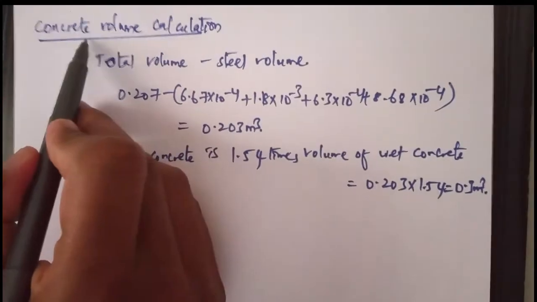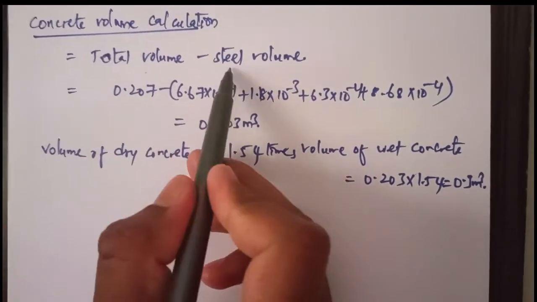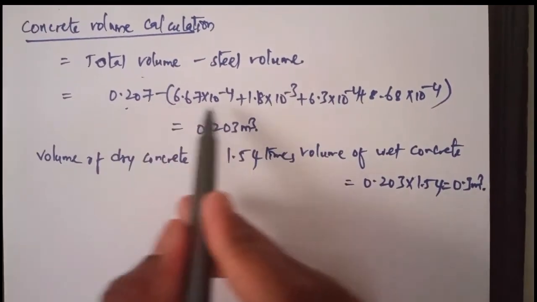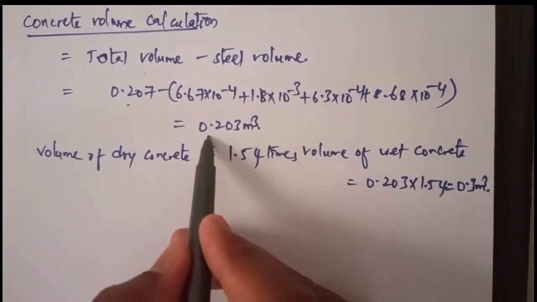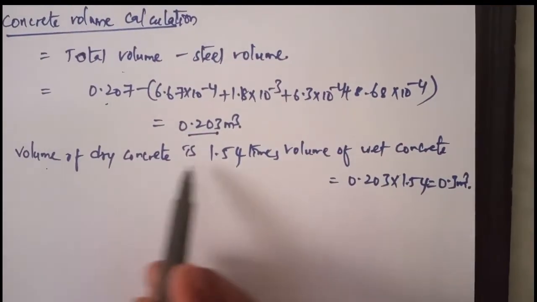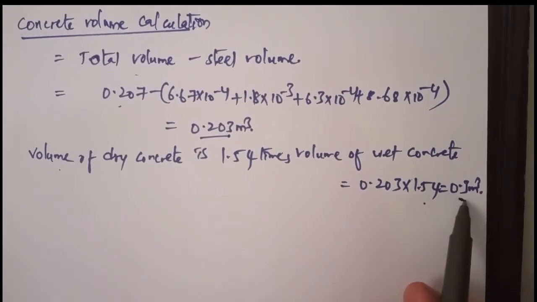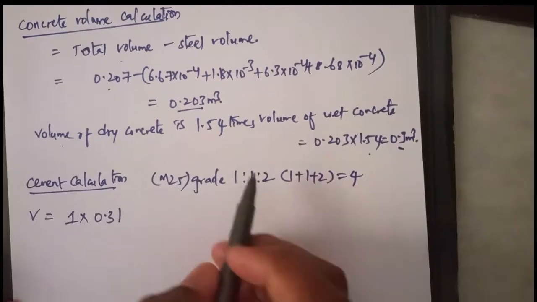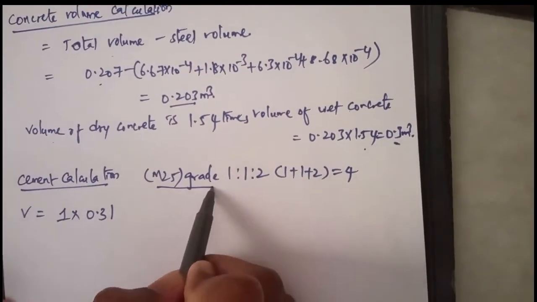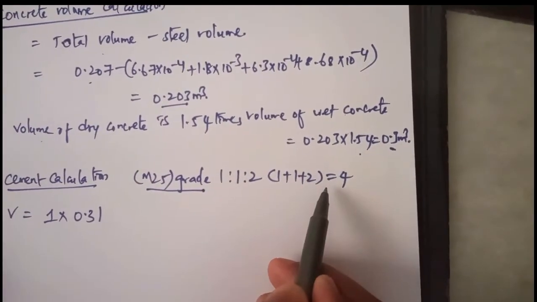Then concrete calculation. To get the concrete volume, you deduct the steel volume from the total volume. See, I have deducted it, and the volume of dry concrete is 1.54 times the volume of wet concrete. So I am multiplying the volume of concrete by 1.54.